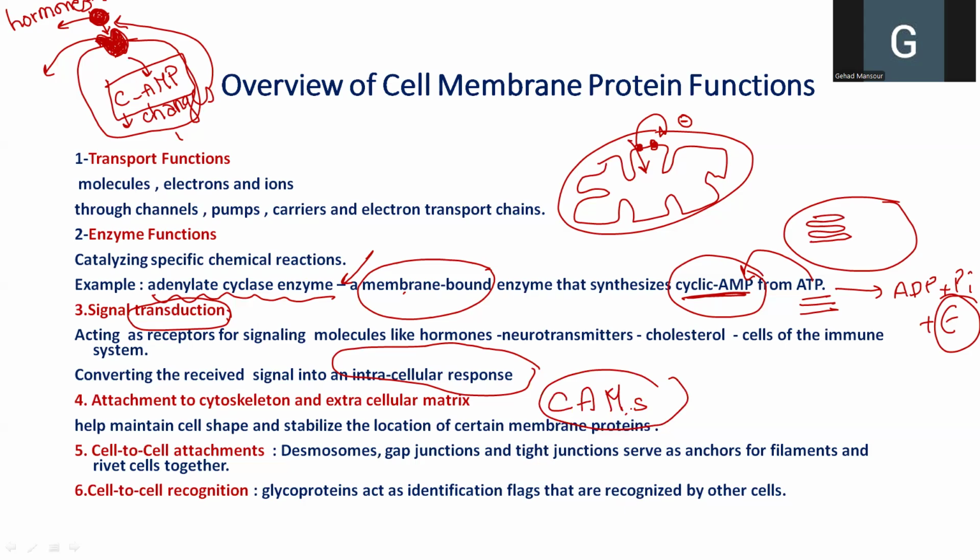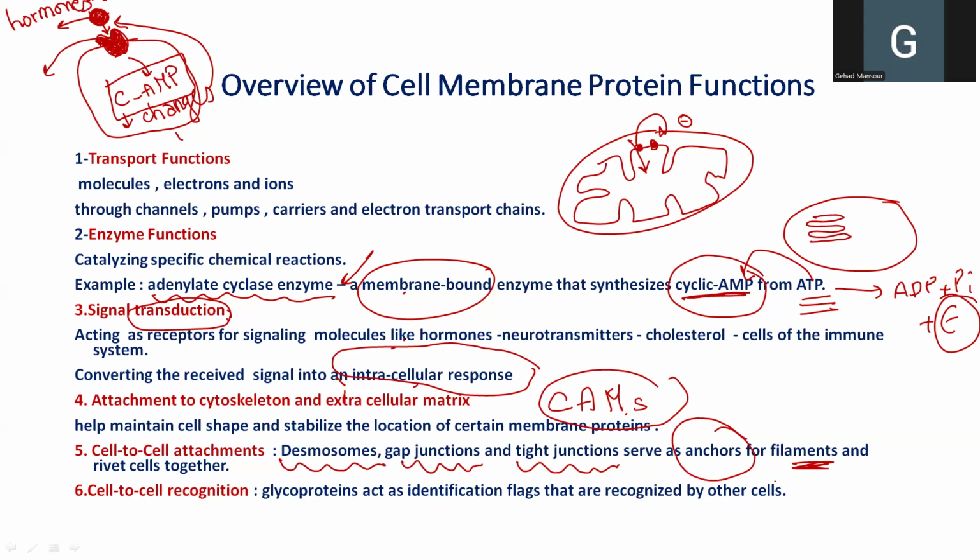The cell membrane proteins help cell-to-cell attachment. So other than the CAMs, we have other structures called desmosomes and gap junctions and tight junctions that help anchoring cells together through protein filaments that pass through proteins in the cell membrane, and we will see this later on. So we have the CAMs.